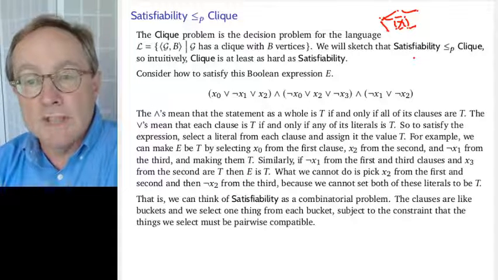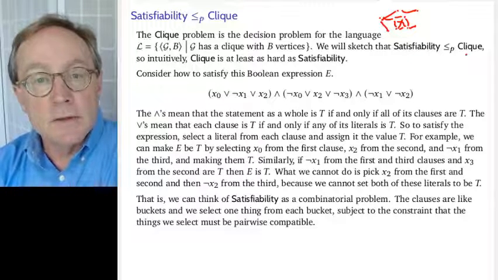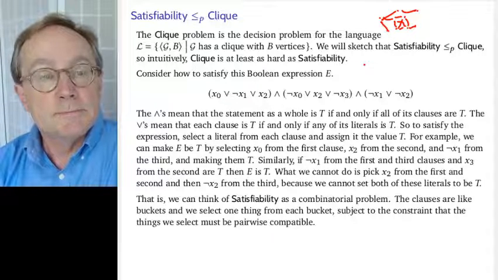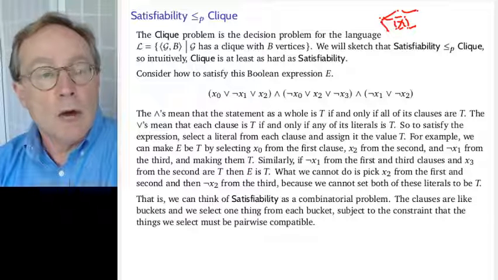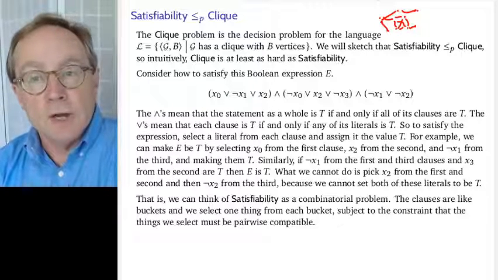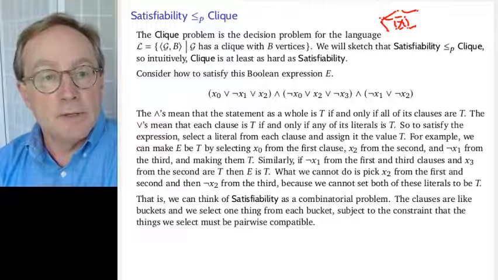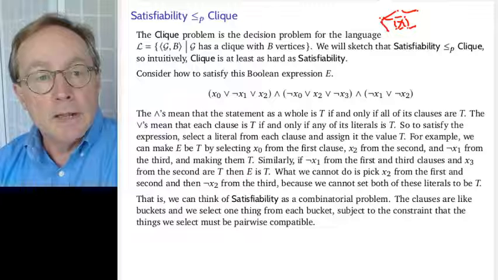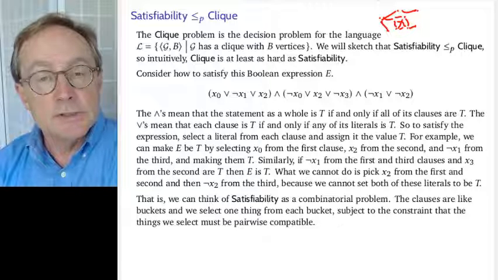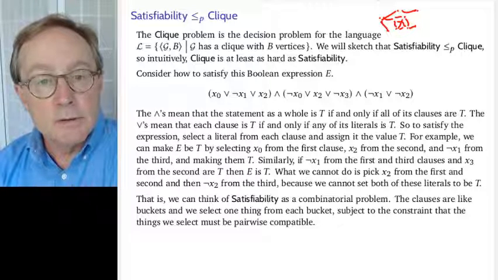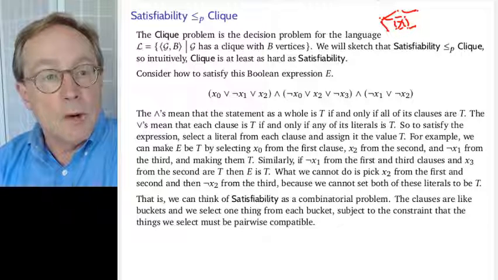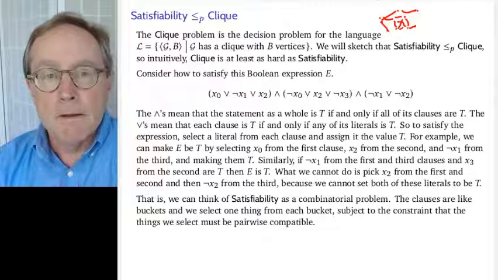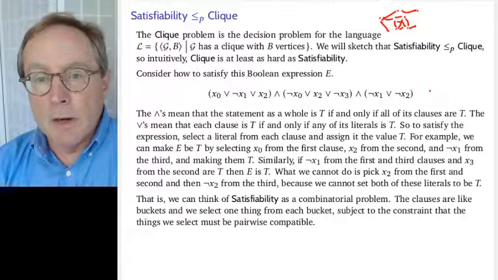We're going to show that satisfiability reduces to clique. So intuitively, clique is at least as hard as satisfiability. I've tried to phrase this so that you think of satisfiability as being rephrasable as a clique problem. And the F function, the reduction function, the translation function, does that rephrasing. So I want to do an example where I explain what's happening here. All right, so here is a specific Boolean expression.